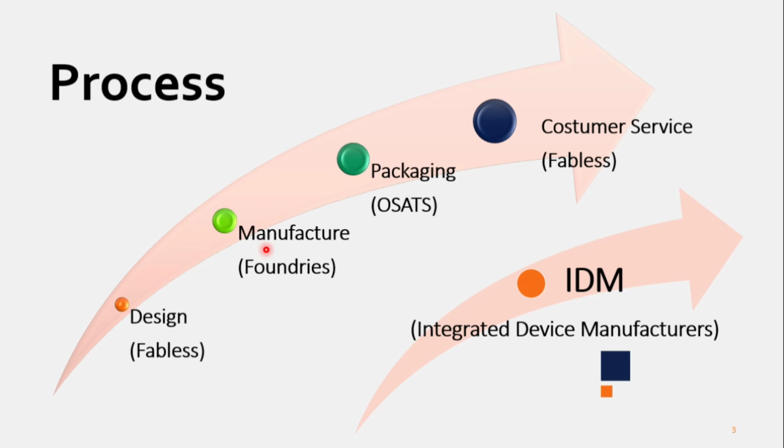After the manufacturing, they will go to the OSATs. The OSAT is the outsourced assembly and test companies. They will be the ones in charge of the packaging and testing for the microprocessor chips. They will return back to the fabless companies for the customer service or the selling of the microprocessor chip in the market. While the IDM or the integrated device manufacturers do everything for themselves. They design, they manufacture, package, and they are also in charge of the customer service. These companies are Intel and Texas Instruments and others.